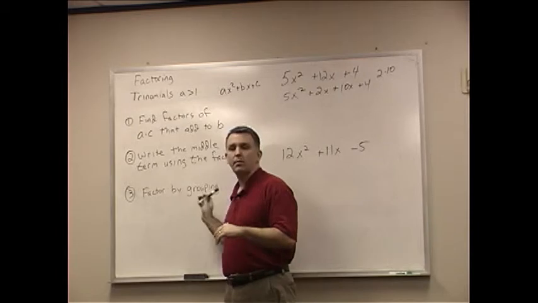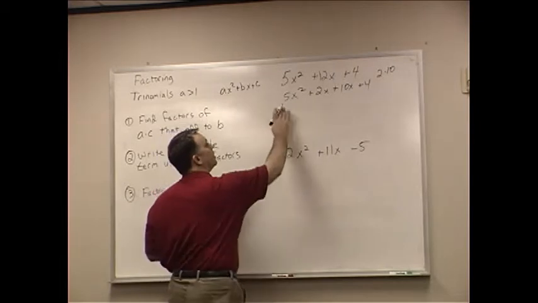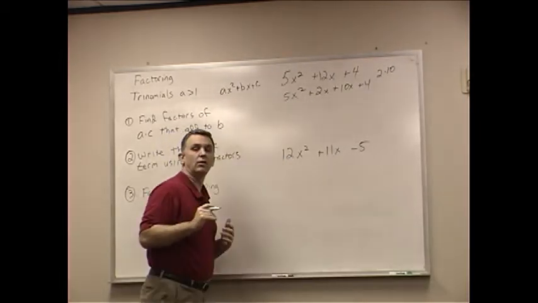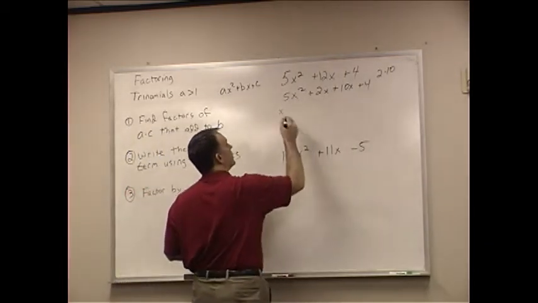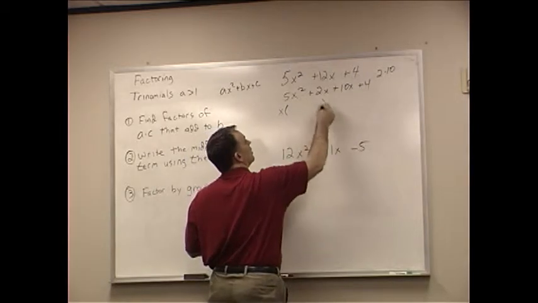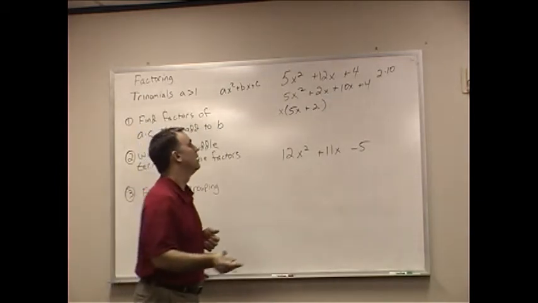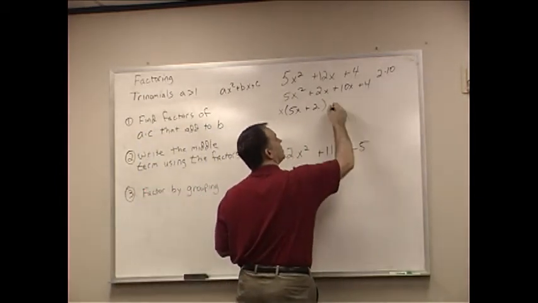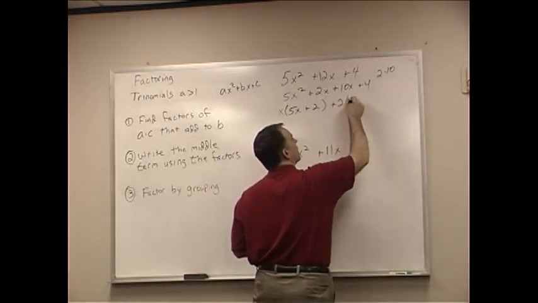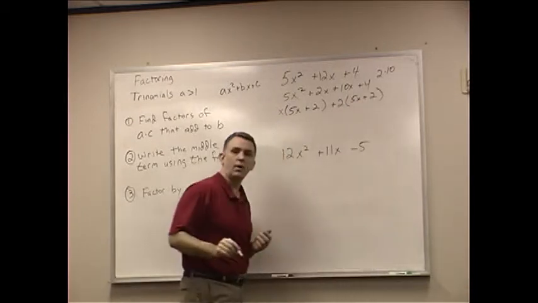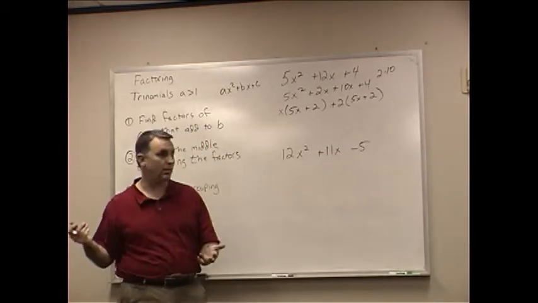And now I say factor by grouping. Hey, I got 4 terms here, don't I? I can group them. So, what do 5x squared and 2x have in common? Remember, we do them by pairs. These both have an x in common. And when I divide both of those by x, I get 5x plus 2. And then what do 10x and 4 have in common? They have a 2 in common. When I divide the 2 out of both of those, I get 5x plus 2 as well. Hey, both of these have a 5x plus 2. That's what happens when you factor by grouping.